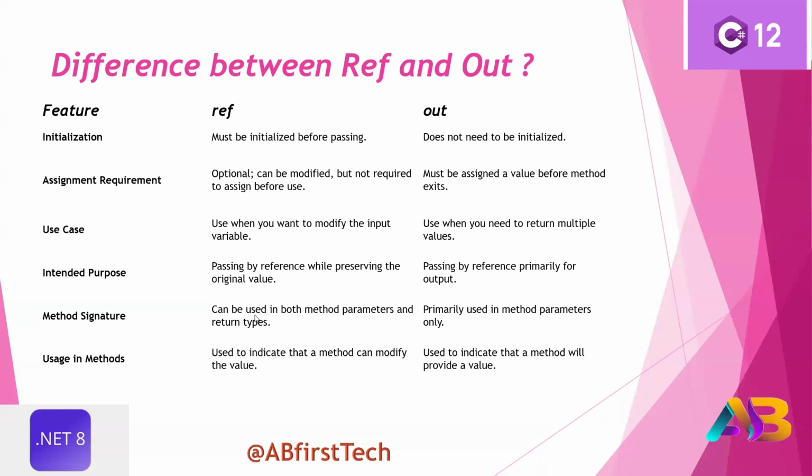So method signature, it can be used in both method parameters and return type. We can use ref, whereas out is used as method parameters only, but not as return type. So usage in methods, use it to indicate that a method can modify the value when you use ref, whereas out, use it to indicate the method will provide a value.